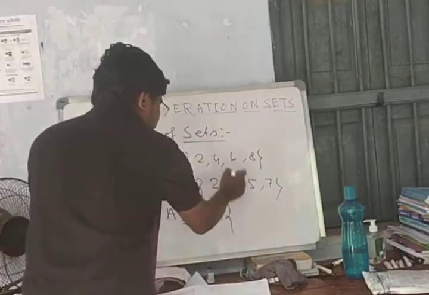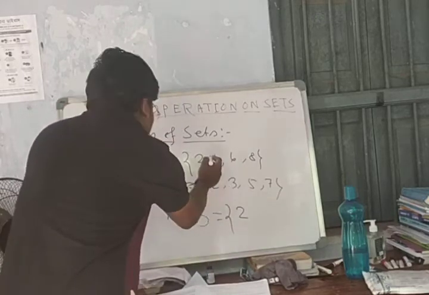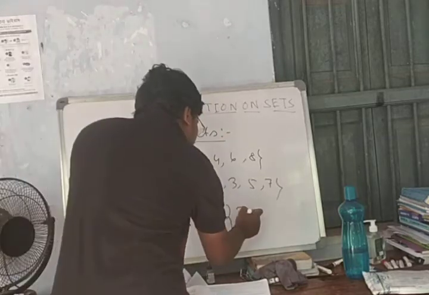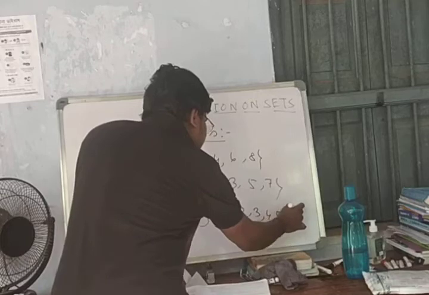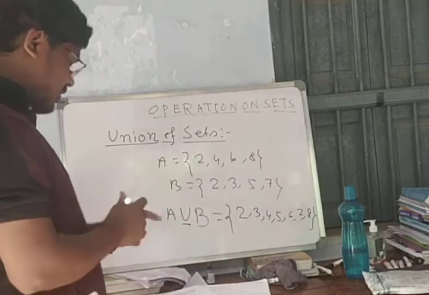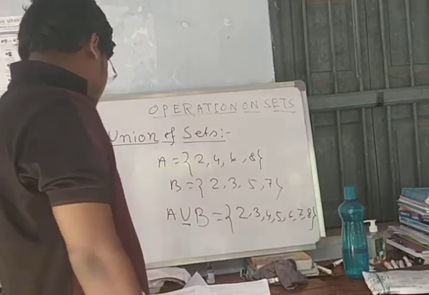Now, all the elements between A and B. Here you can see 2 belongs to both sets. Therefore you have to write it only once: 2, then 3, 4, 5, 6, 7, 8. This is the union of two sets.